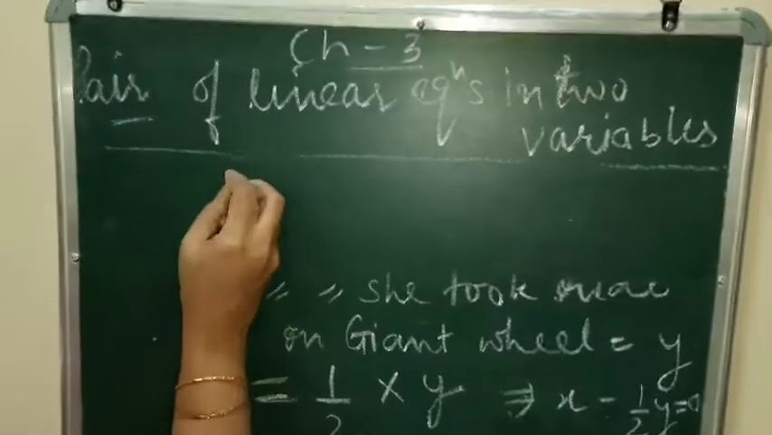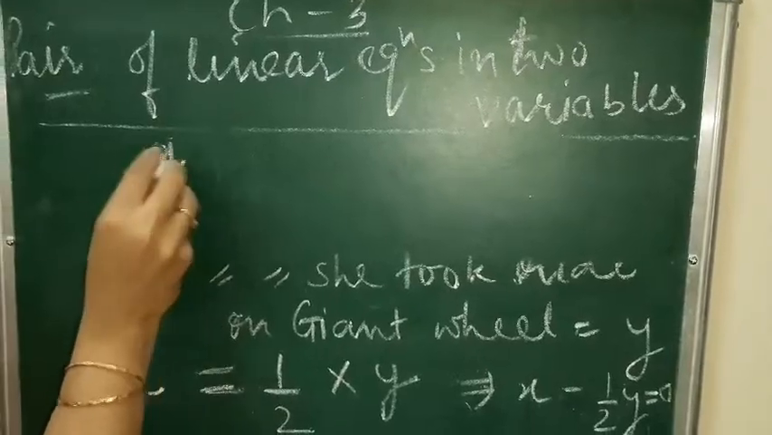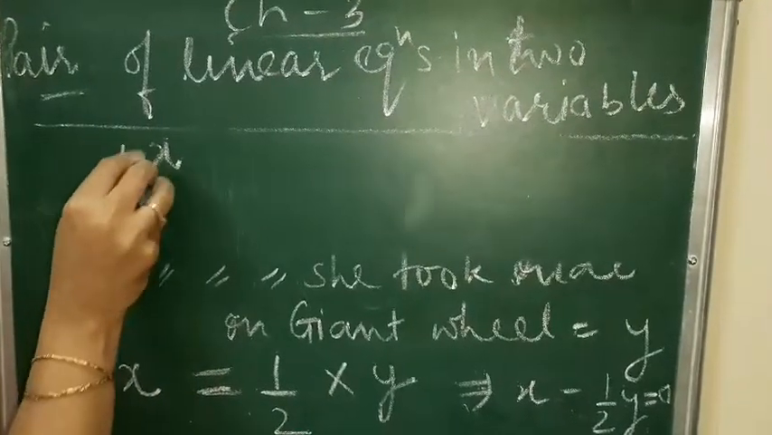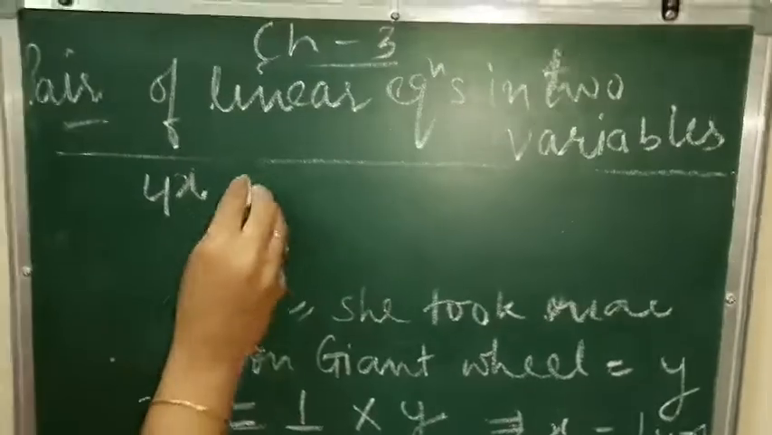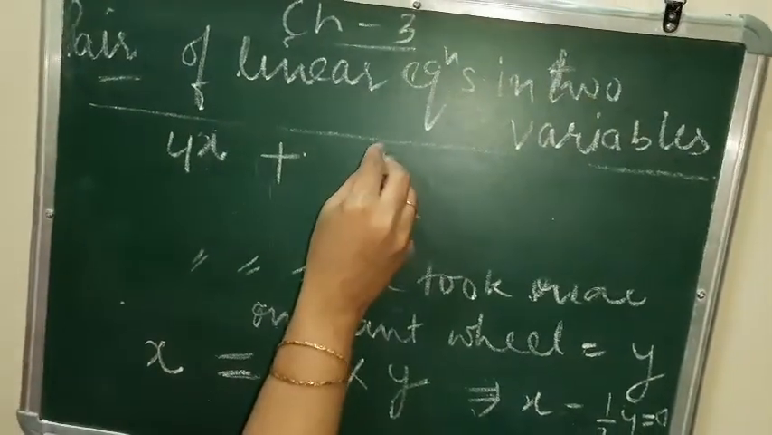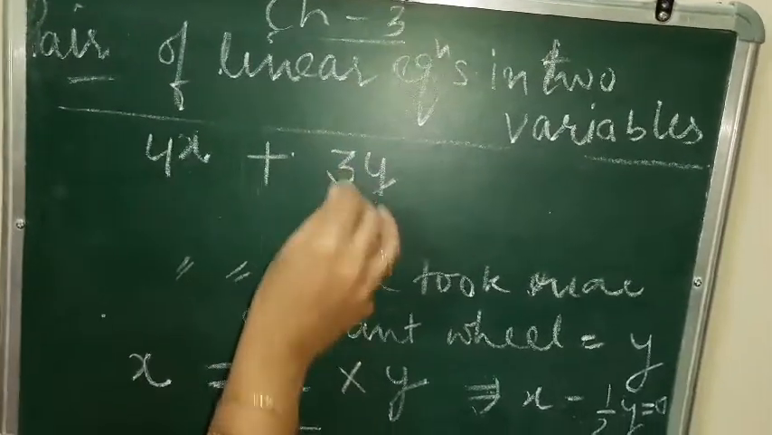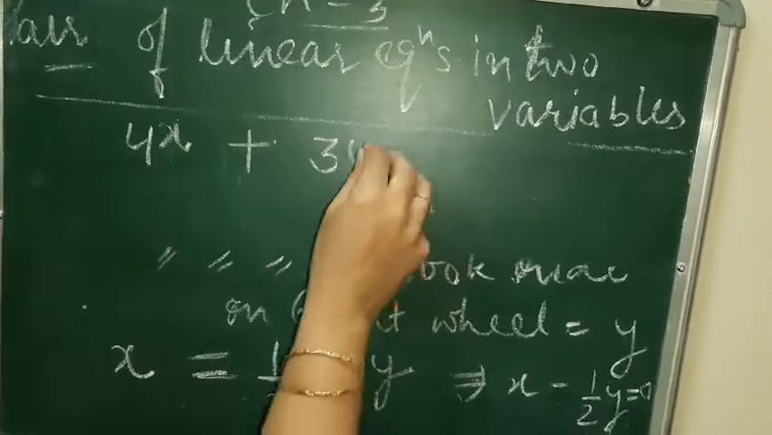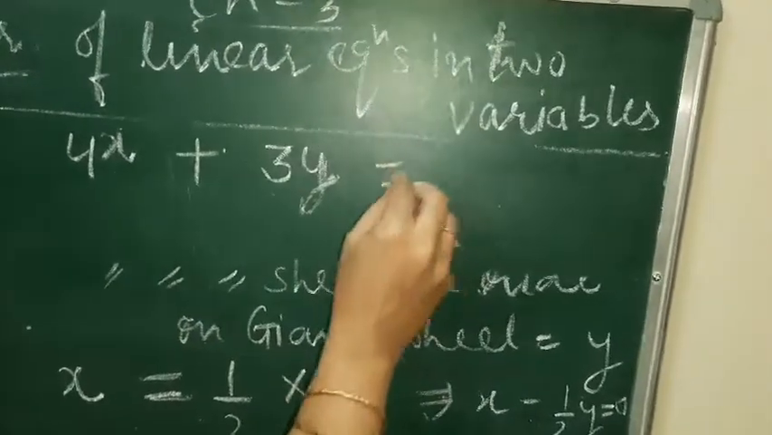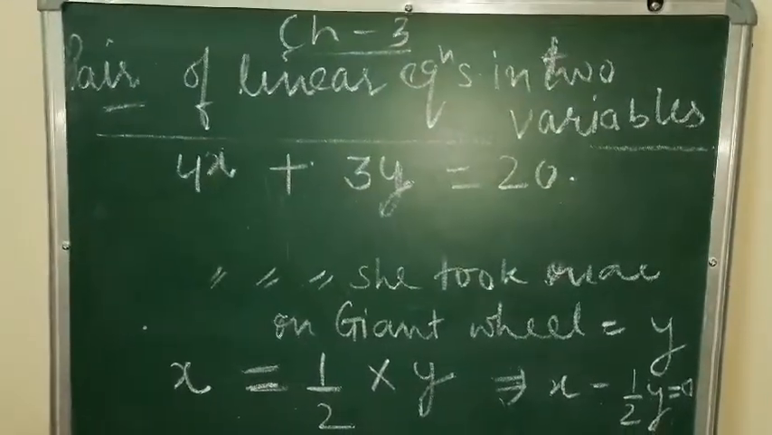So the number of times she played hoopla is X, and the cost for one game is rupees 4. So the total money spent on hoopla will be 4X. Similarly, the number of rides she had on the giant wheel are Y, and for one ride she is spending rupees 3. So the total money she spent on the giant wheel will be 3Y. And for both the things she has spent in total rupees 20. So this is your second equation.